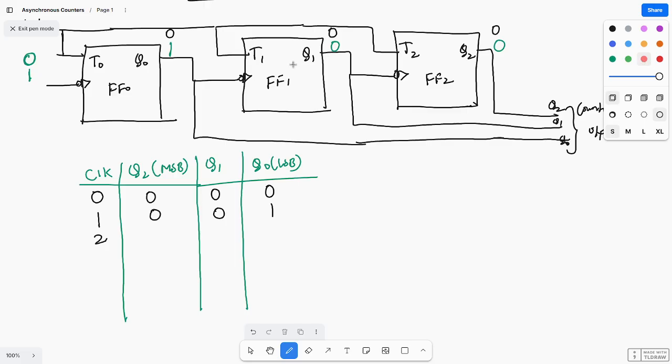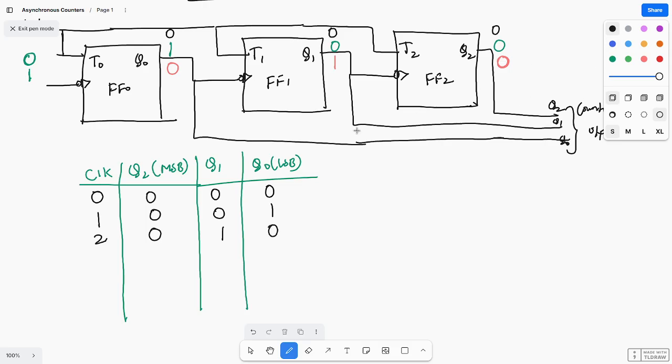At the second clock pulse what happens, this will always toggle, so this becomes 0. It is changing from 1 to 0, so this is negative edge of clock. Negative edge of clock means this will trigger. This becomes 1. 0 to 1 is a positive edge of clock, which means this will not trigger. It will be in the same state, previous state, 0. So here you are getting 0, 1, 0.